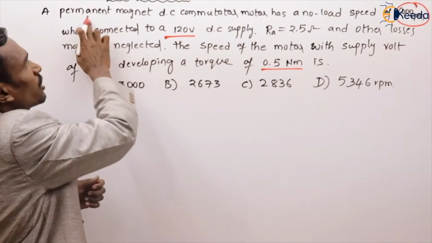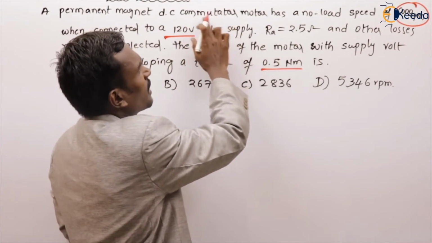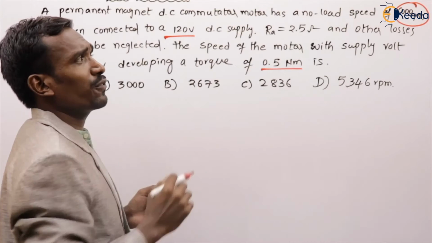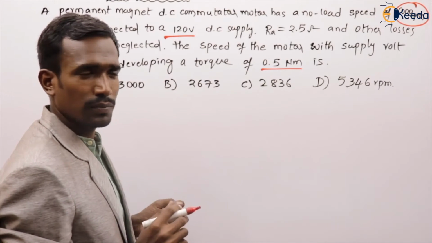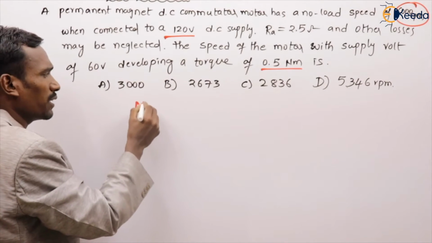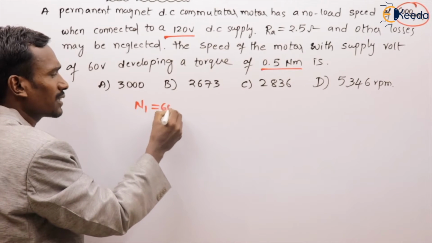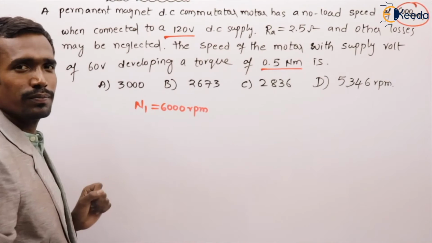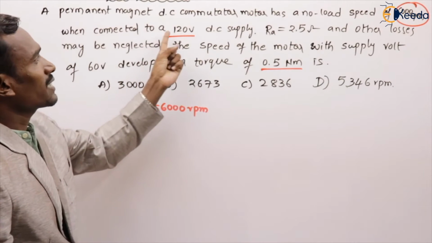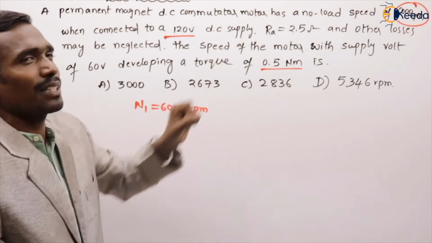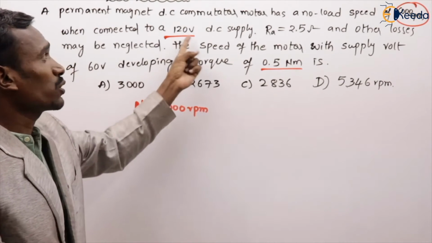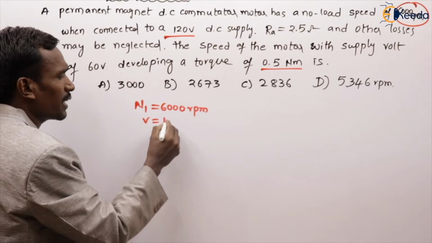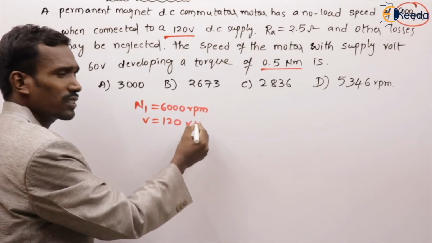Okay, let's see the question. The permanent magnet DC commutator motor has a no load speed of 6000 rpm. Okay, the given no load speed, for example, N1 is 6000 rpm. Next, when connected to a 120 volt DC supply, so they have given V is equal to 120 volts.